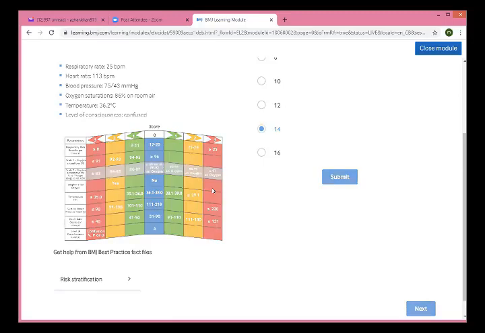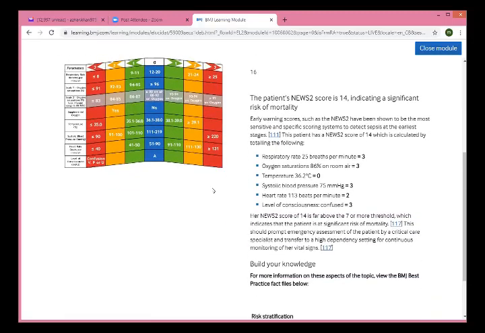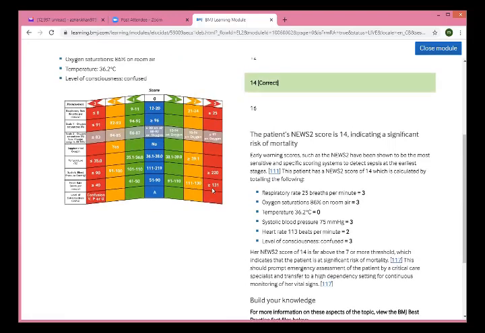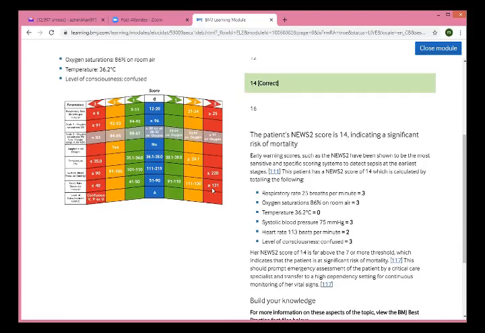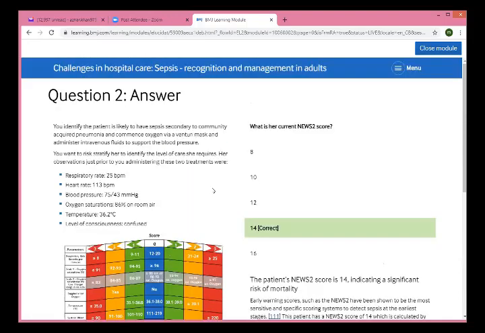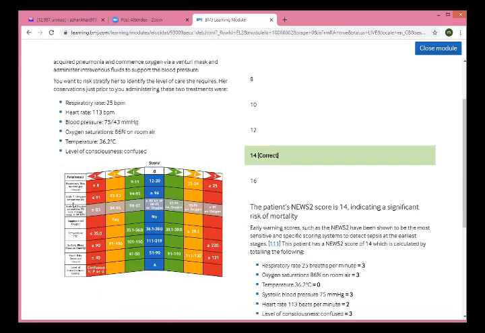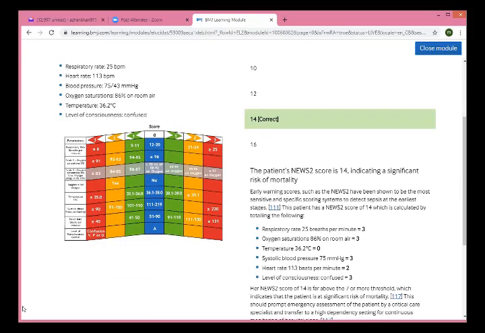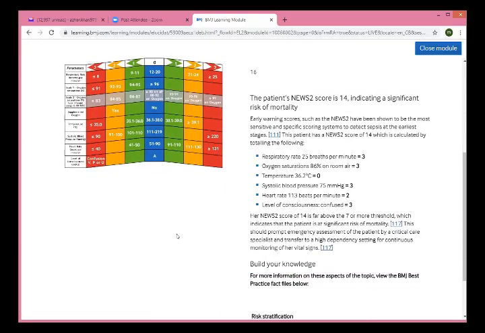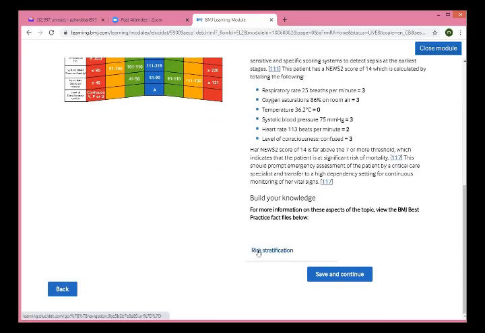So that is very important. So this is the patient's NEWS score. This is called the early warning score. So if the NEWS score is more than 7, the patient is at significant risk of mortality, and this should prompt an emergency response. So risk stratification.